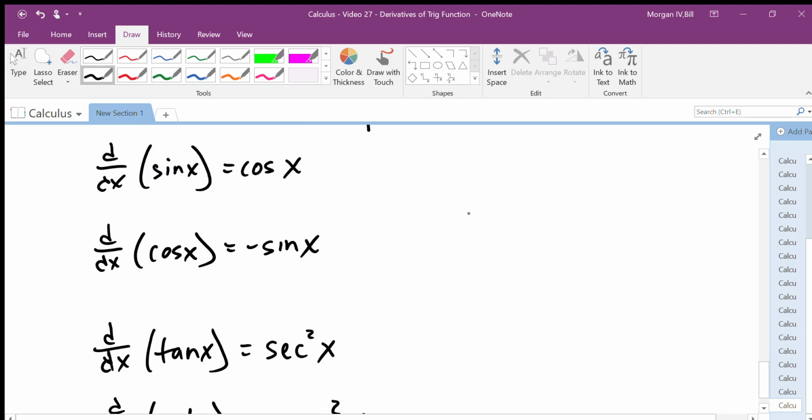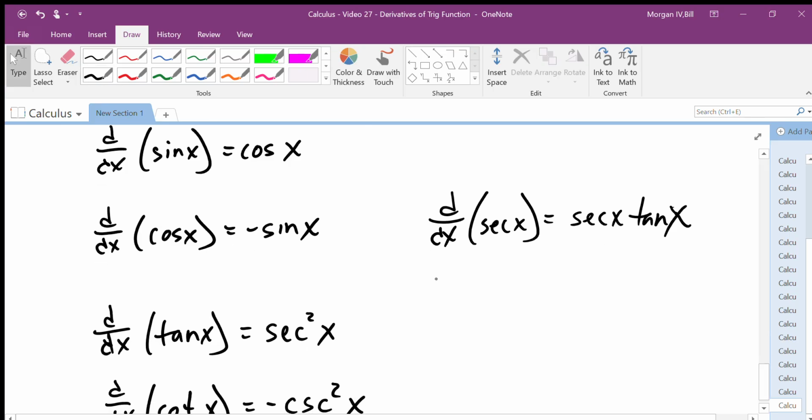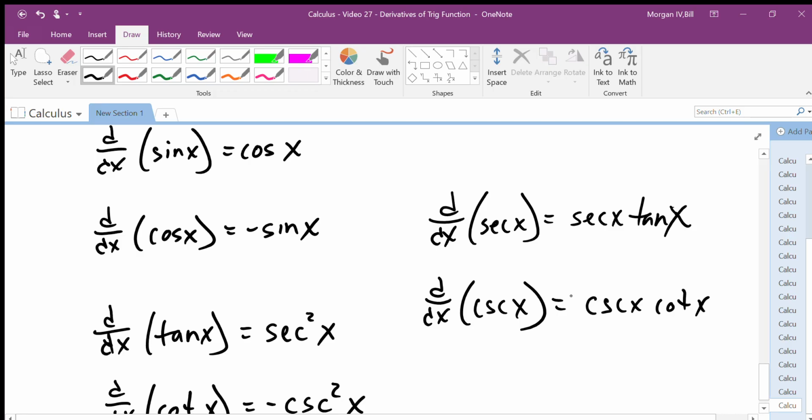All right, and finally, the last pair we have here is the derivative of secant of x is secant of x times tangent of x. Right? The derivative of secant of x is secant of x times tangent of x. The derivative of cosecant of x, I wonder if you can figure this one out. Cosecant of x, cotangent of x, but it is negative. It's negative. All right, those are the 6 derivatives of trig functions, and you need to know them.